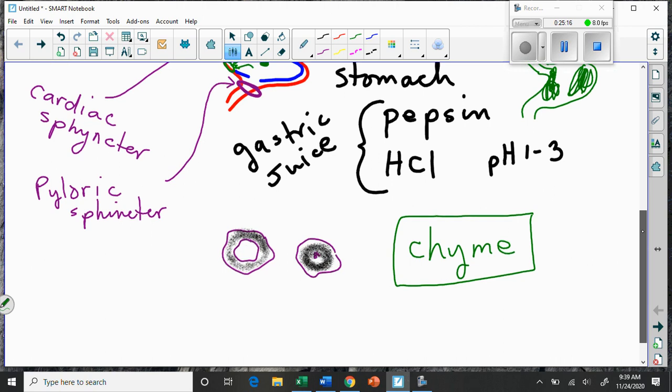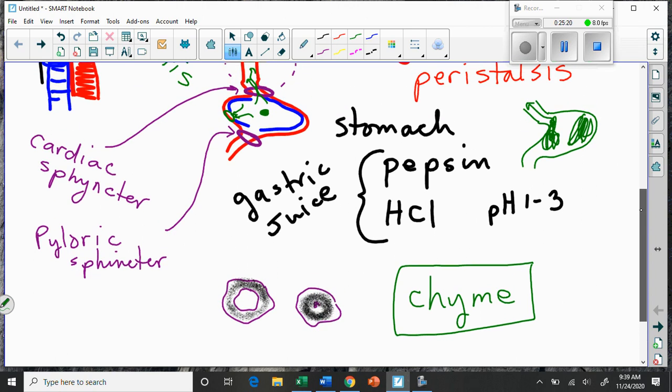Okay, what happens after the stomach now? Well, eventually, we get to the point where everything's digested. The chyme is pretty much as digested as it's going to get. And it's going to pass through the pyloric sphincter into the next section, which, of course, is the small intestine.